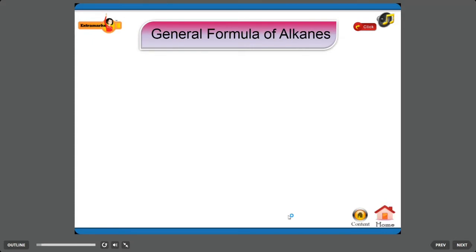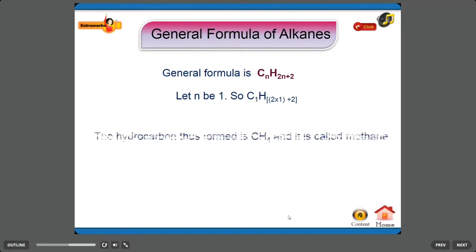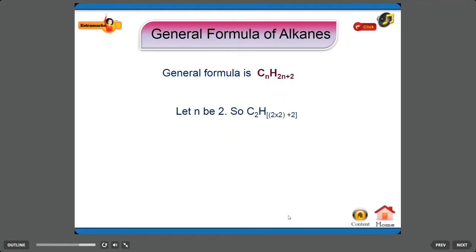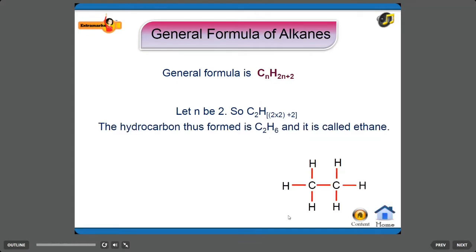What is the general formula of alkanes? The general formula of alkanes is CnH2n+2. What does this mean? If we substitute n equal to 1 in this expression and solve, the hydrocarbon thus formed is CH4 and it is called methane. And if we substitute n equal to 2 in the above expression and solve, the hydrocarbon thus formed is C2H6 and it is called ethane.